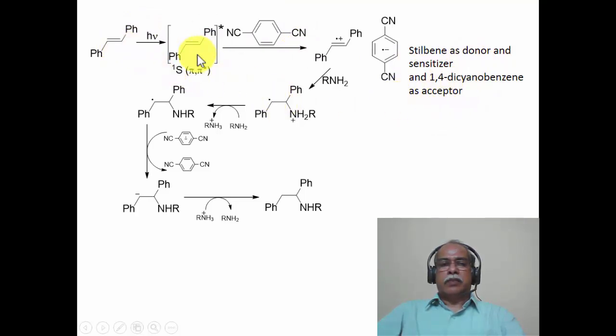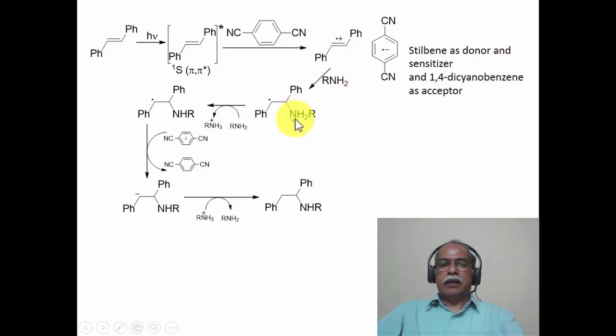From the excited state of the stilbene, it undergoes now an electron transfer. The stilbene acts as a donor now, donating an electron to the dicyanobenzene. In the process it produces a stilbene cation radical and the dicyanobenzene anion radical. Then the amine is nucleophile now. This is an electron deficient species because it is a cation radical, whereas this is an electron rich species. So essentially nucleophilic attack on the double bond takes place to produce the corresponding cation radical, followed by a deprotonation process to produce the radical.